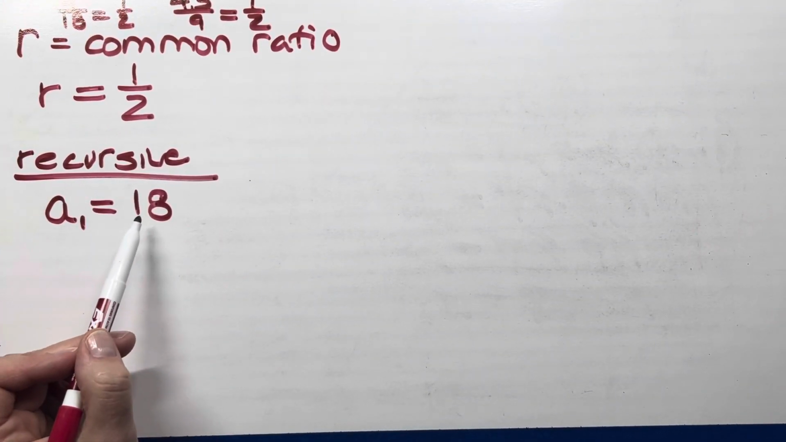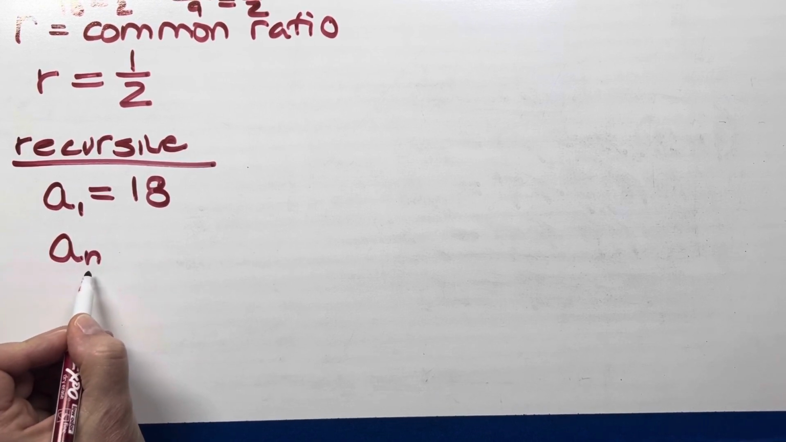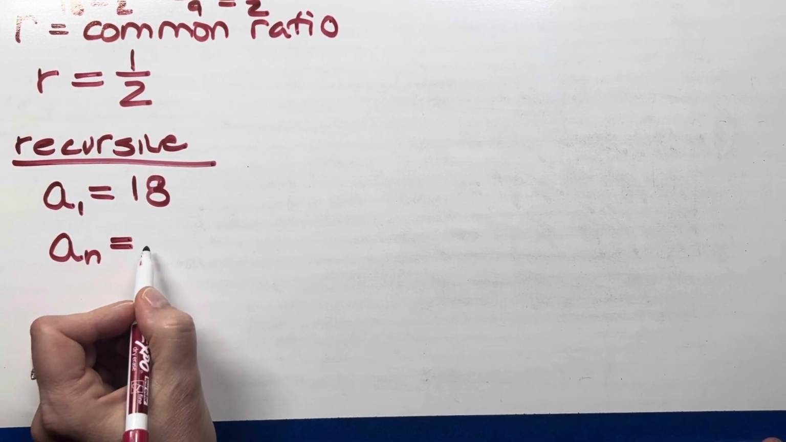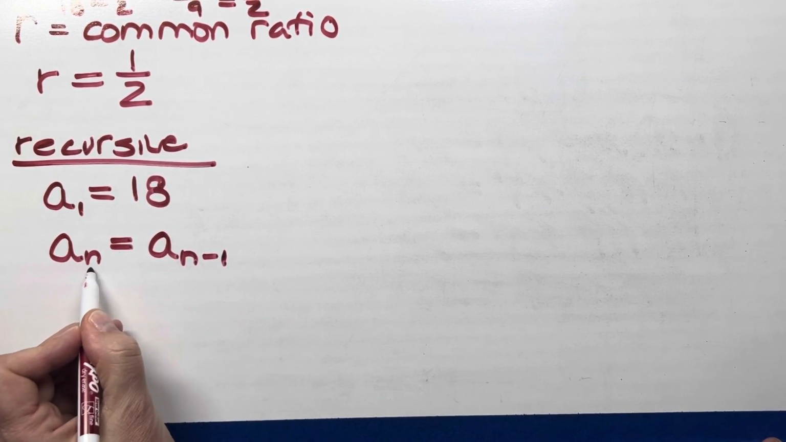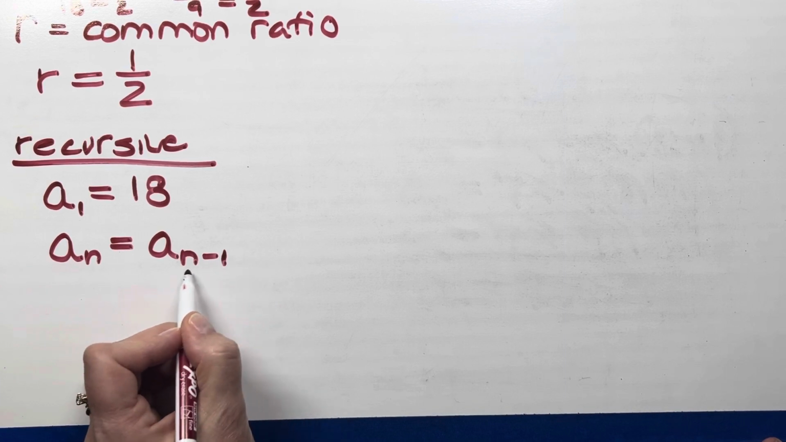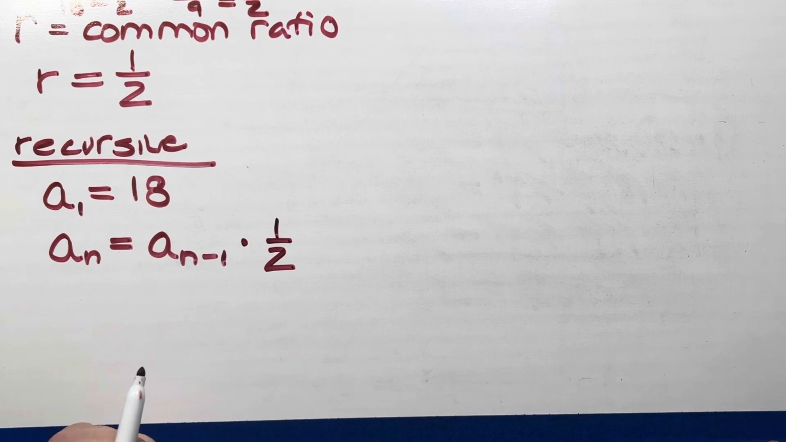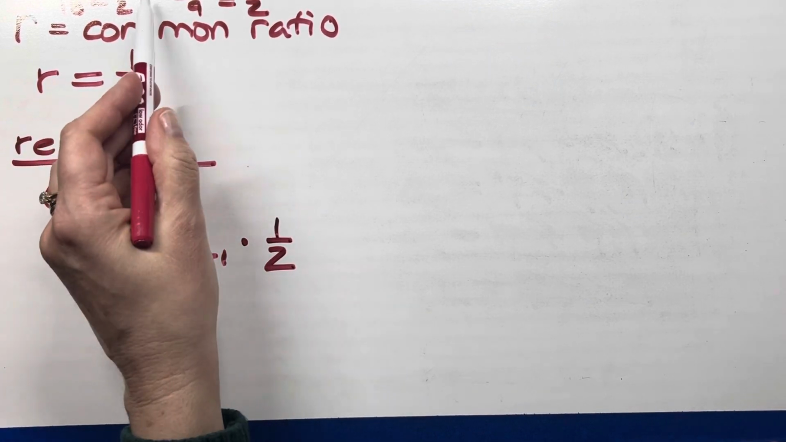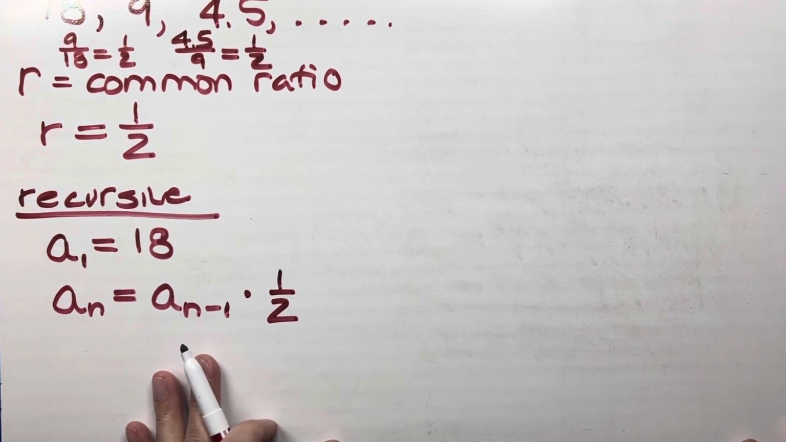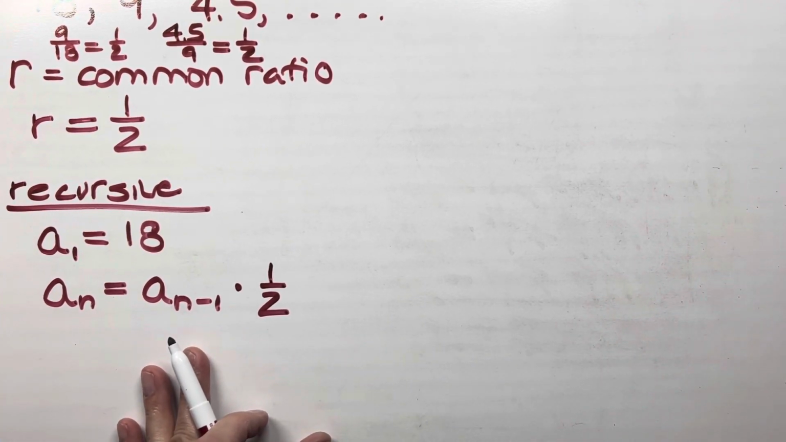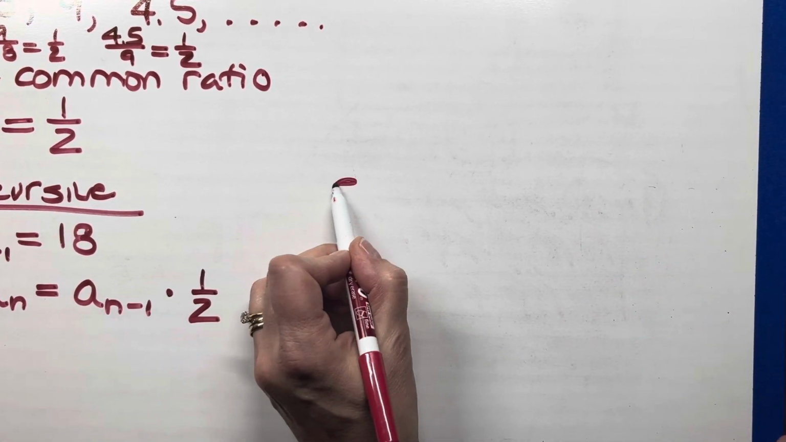For the recursive, our a sub 1 is 18. To get any other term, so like the second term, what I would do is take the previous term. So if I want to find the second term, 2 minus 1 means, hey, take the first term and then multiply it by my R. So 18 times a half is 9, and then 9 times a half is 4.5. But this is a slow process because if I want to get to the 20th term, I have to find all 20 of those terms.